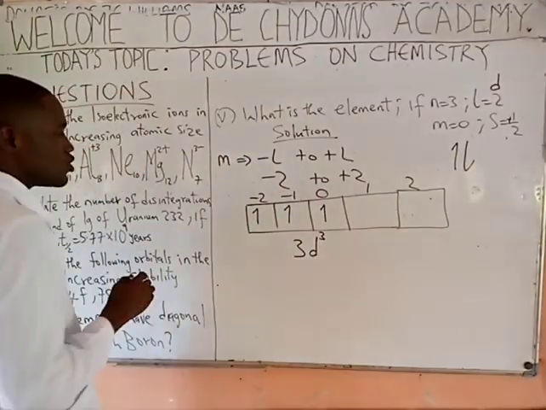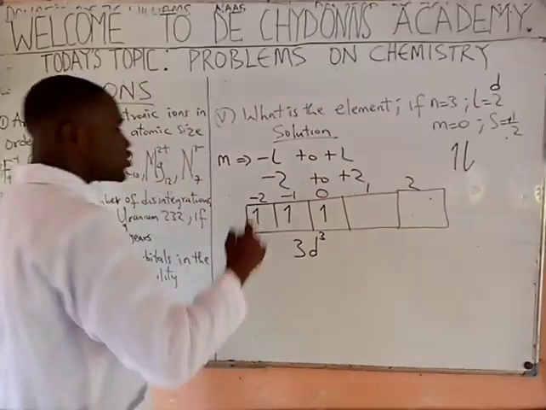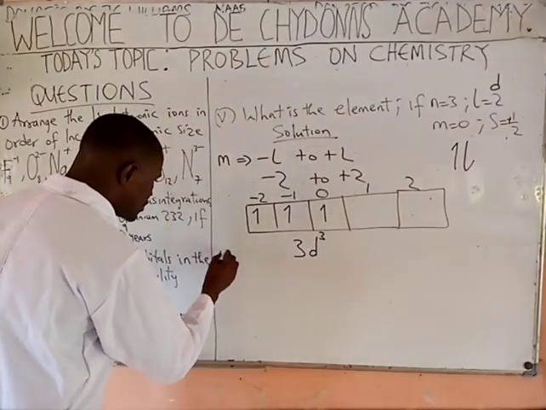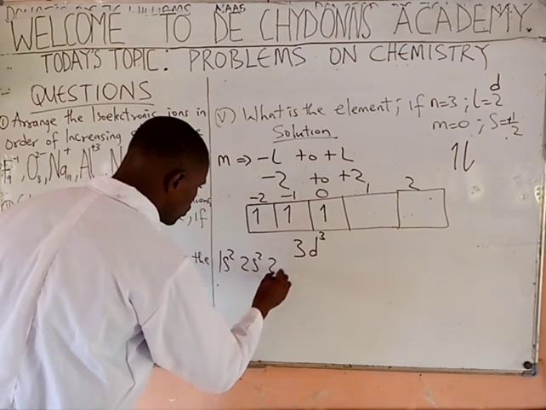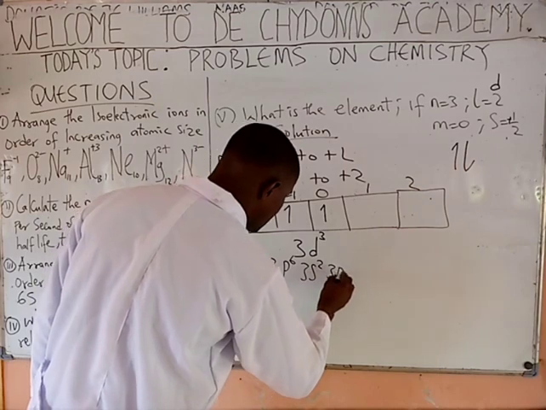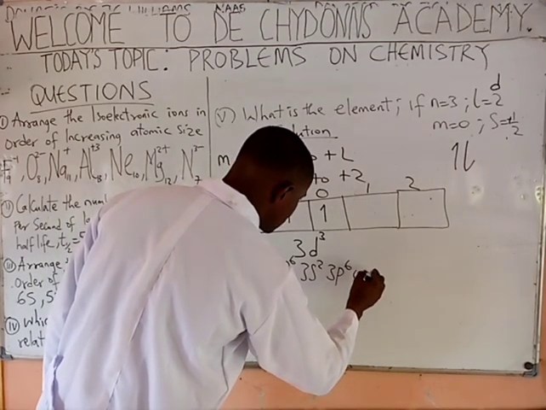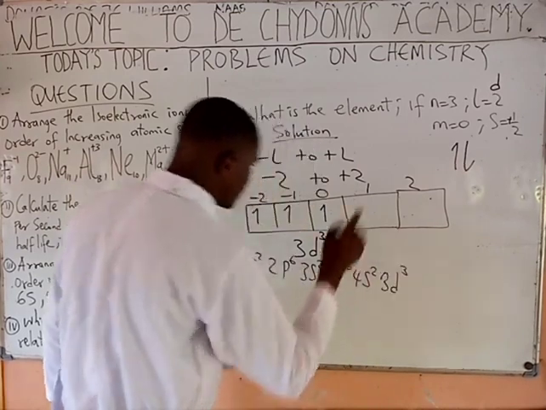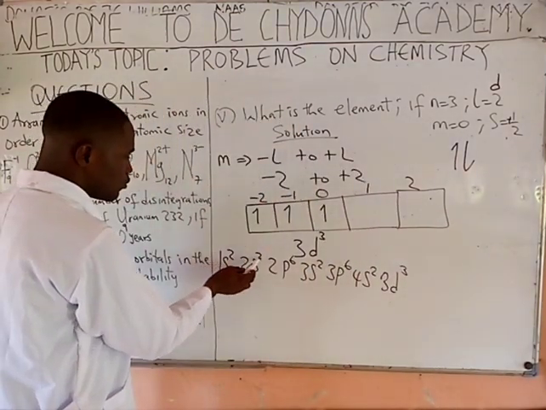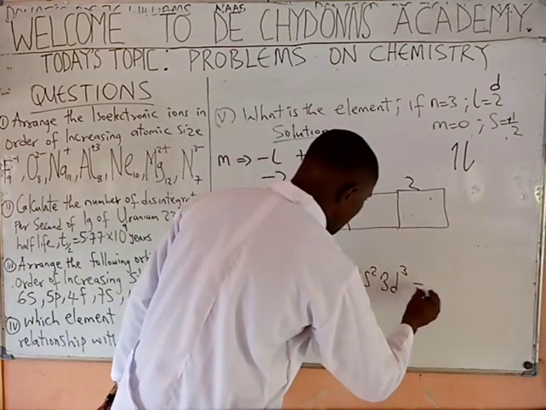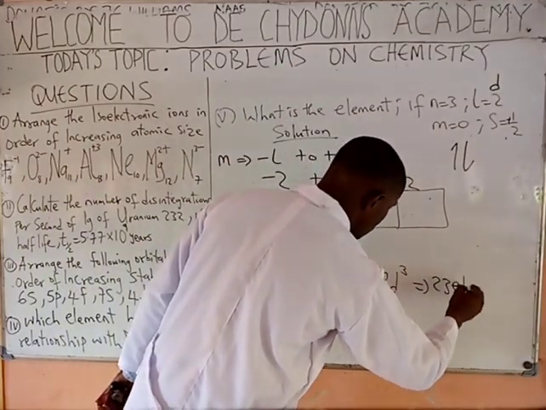Now, what you now do is that since there are already 20 electrons before this, you can put it this way: 1s2, 2s2, 2p6, 3s2, 3p6, 4s2, 3d3. Now let's count the electrons. 2, 4, 10, 12, 18, 20, 23. We'll be having 23 electrons.